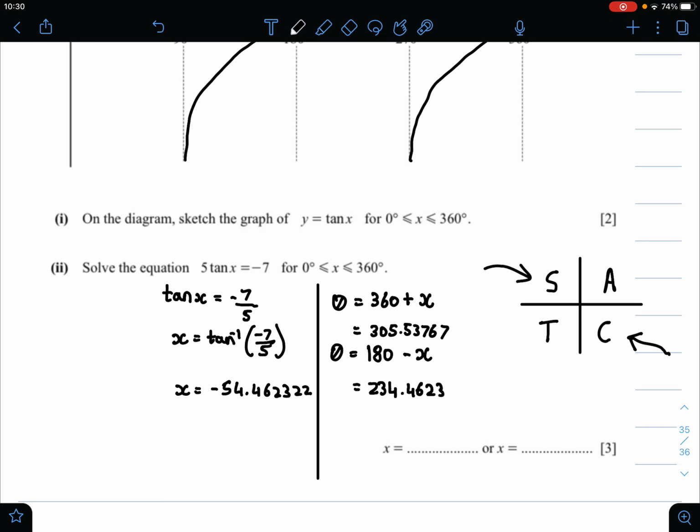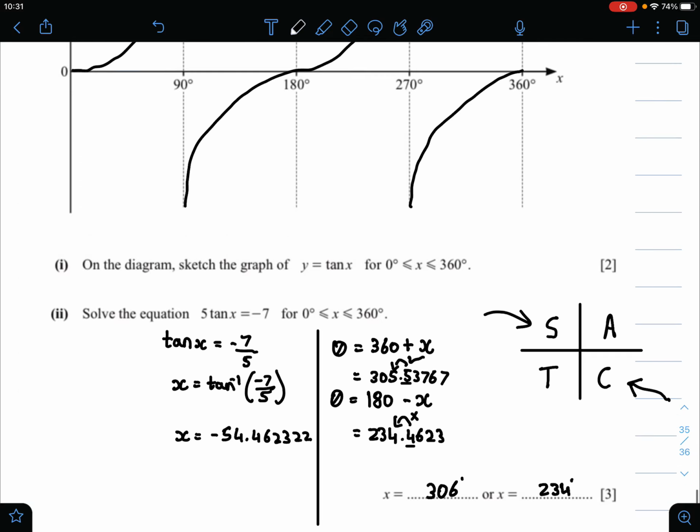234.4623. And since you have to give your answer in 3 significant figures, your first value of theta will be 306, because your fourth significant figure is 5, and 5 is greater than or equal to 5, so it will round off the third significant figure to the next number. But for the second theta value, you will leave it as 234 degrees, because the fourth significant figure is 4, which is less than 5, so it won't round off the third significant figure to the next digit. Therefore these will be your final answers for question 10.